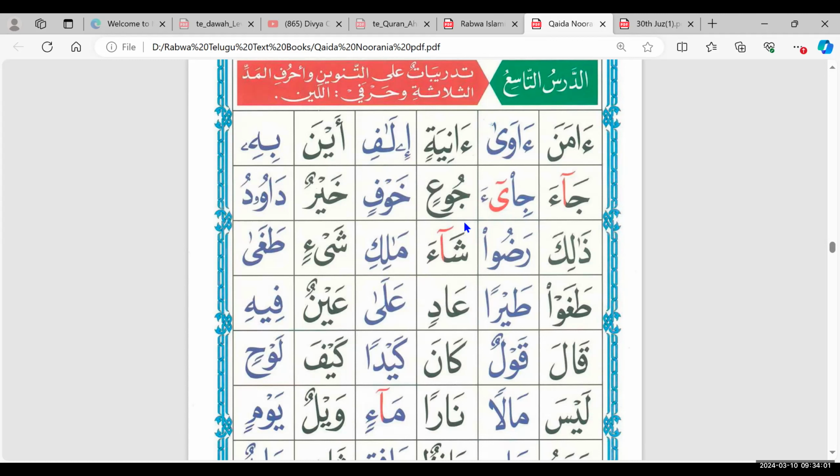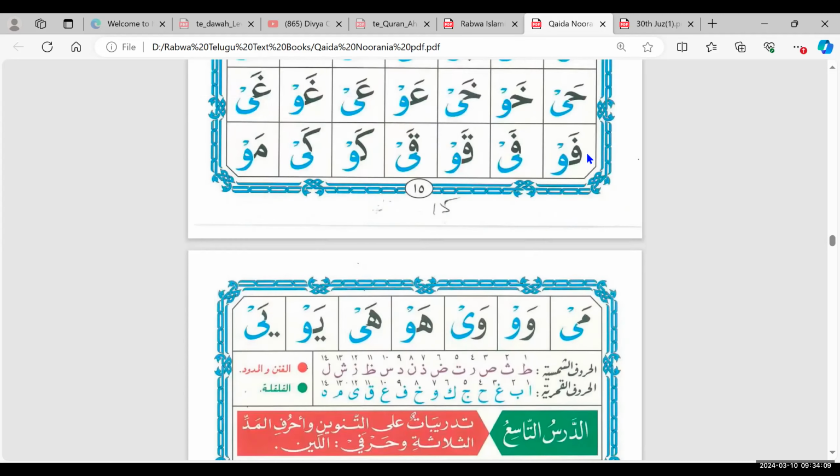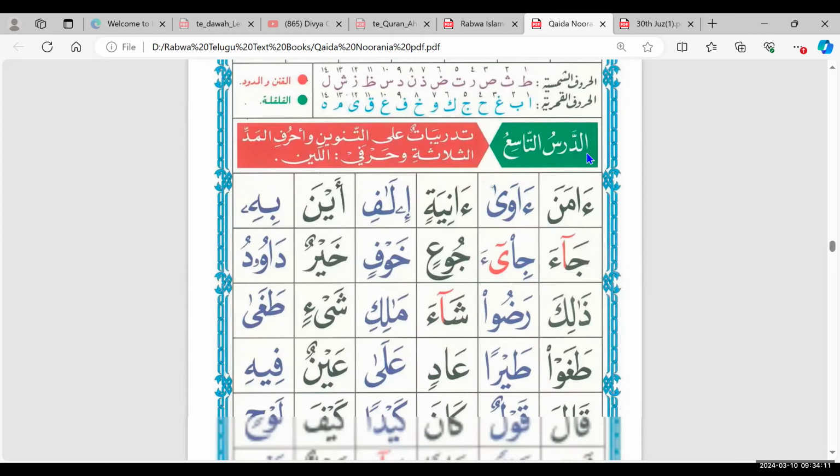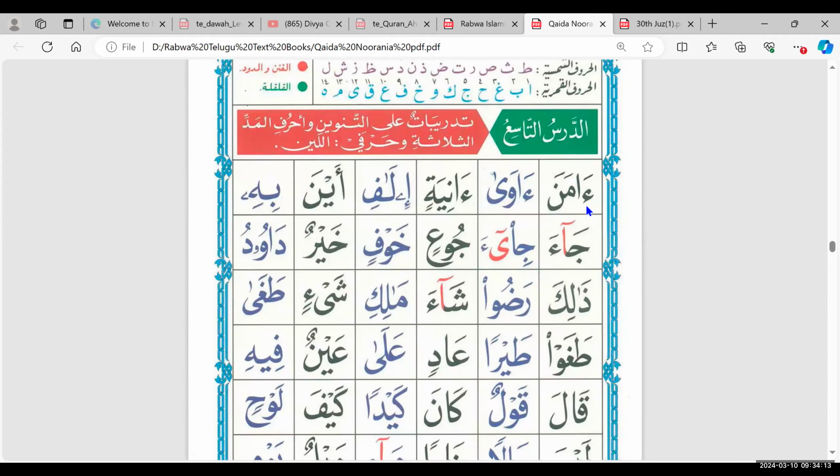Okay. Yeah. Let us read this page to conclude our session, because this is the last page of this one. Amana, here it is madal badal, alif mad. Awa, madal badal, alif sagira. Aniyatin, madal badal. Ilafi, ya mad, alif mad. Aina, ya leen. Bihi, ya sagira.